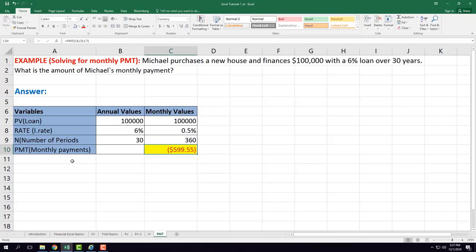If you want to calculate the total payments, right here, total payments. He's going to make this payment 360 times, for every single month, which means that he's going to pay back $215,838. So he's borrowing $100,000 and he's paying more than $200,000 as loan payments.